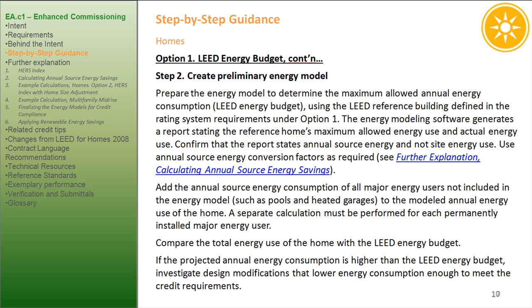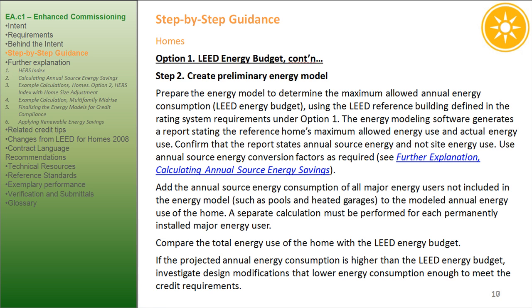Add the annual source energy consumption of all major energy users not included in the energy model, such as pools and heated garages, to the modeled annual energy use of the home. A separate calculation must be performed for each permanently installed major energy user. Compare the total energy use of the home with the LEED energy budget.